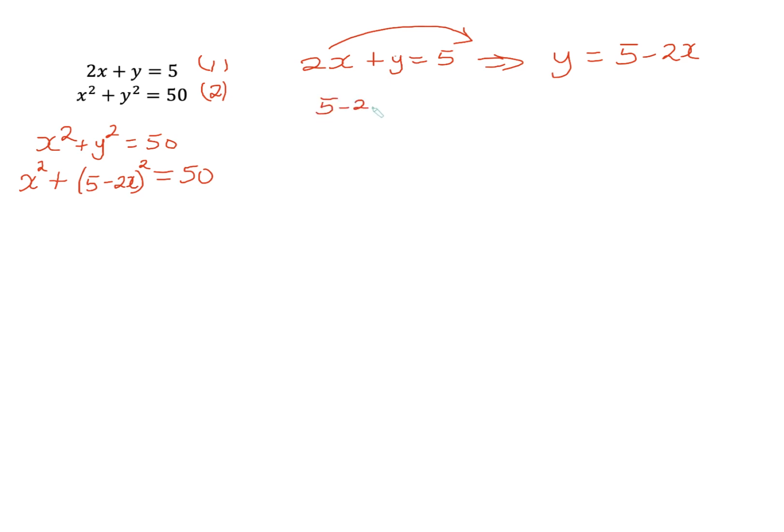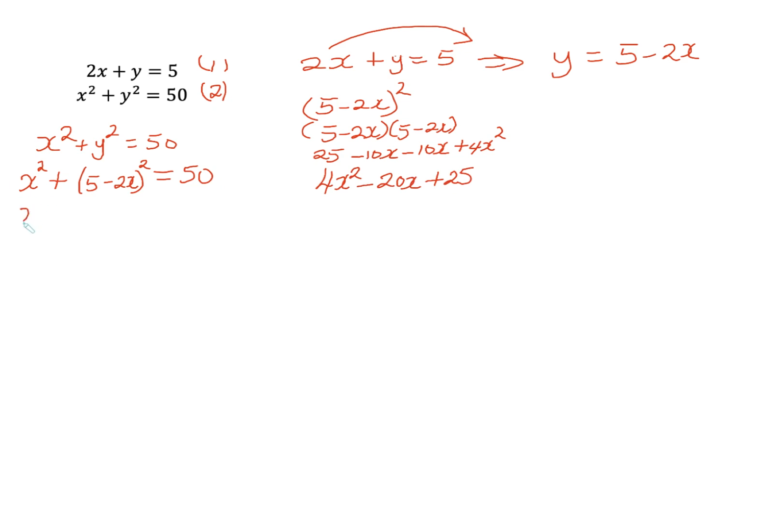So 5 minus 2x all squared means that 5 minus 2x has to multiply itself twice. So that would give me 25 minus 10x minus 10x plus 4x squared. If I write that and combine like terms in standard form, it would be 4x squared minus 20x plus 25. So this would be x squared plus 4x squared minus 20x plus 25 equals 50.